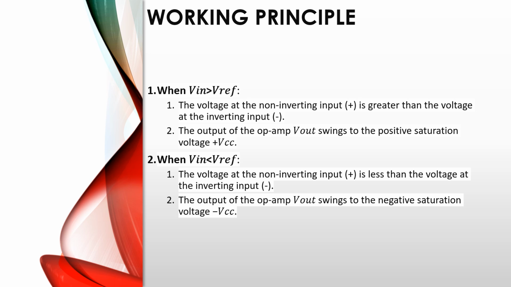As we saw in the previous slide, the positive supply is referred to as plus VCC and the negative supply is referred to as minus VEE. So we can consider it as minus VCC or minus VEE, any of these. So the output of the op-amp V out swings to the negative saturation voltage. So this is the working principle of the non-inverting comparator circuit, where two conditions arise.